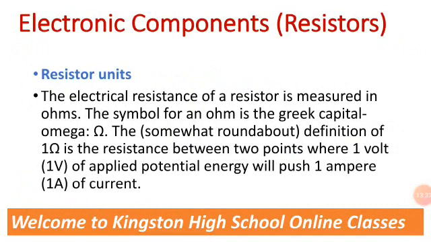So the electrical resistance of a resistor is measured in ohms. Measured in what? Ohms. Take note of that. The symbol of an ohm is the Greek capital omega. In the Greek alphabet, they have the one they call omega. That omega has its sign. So the symbol of ohm is that omega sign.